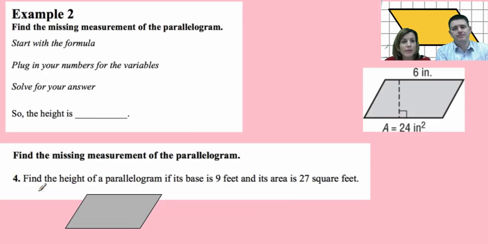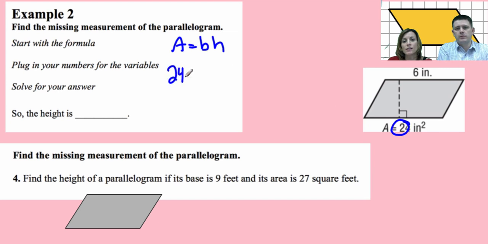Now we need to work backwards. So the first thing we need to do is to write down the formula, plug in our numbers for the variables, and then solve just like we learned in our equation. So this time they're giving the area, 24 inches squared, so put that in for area. That is equal to 6, and we don't know the height, so 6h. Now we know how to undo multiplication with division, so we're going to undo both sides with division.